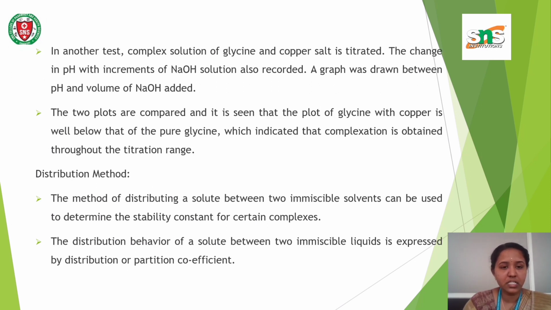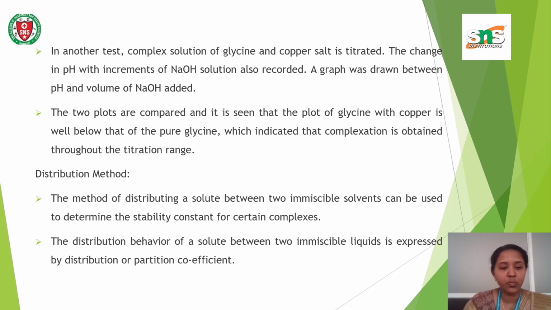In another test, a complex solution of glycine and copper salt is titrated. The changes in pH with increments of sodium hydroxide solution were also recorded. A graph was drawn between pH and volume of sodium hydroxide added. The two plots are compared and it is seen that the plot of glycine with copper is well below that of pure glycine, which indicates that complexation is obtained throughout the titration range.